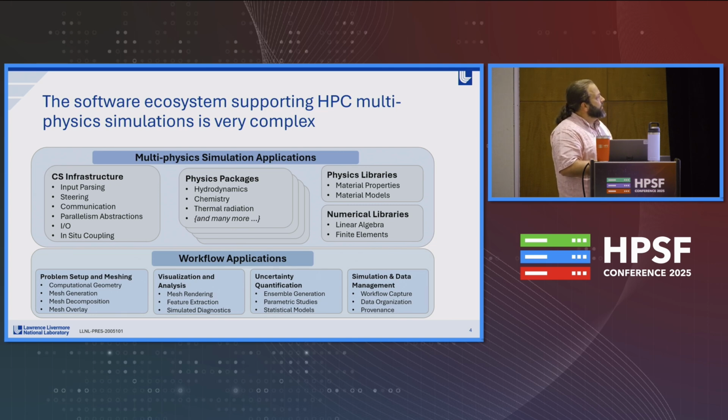A multi-physics code is broken into a bunch of different parts, but we also have everything underneath as well. We may have input parsing, code steering, communication, logging, in situ coupling, but we also have all the physics packages, all the material stuff. I'm not a physicist. And then we have all the math stuff as well. After we build the code, we also have how we use it: problem setup and meshing, visualization, uncertainty quantification, and just managing all of this data and simulation, whether it's a workflow and everything.